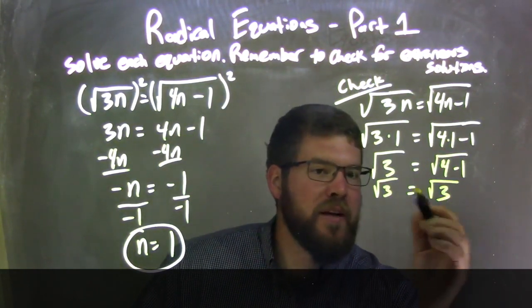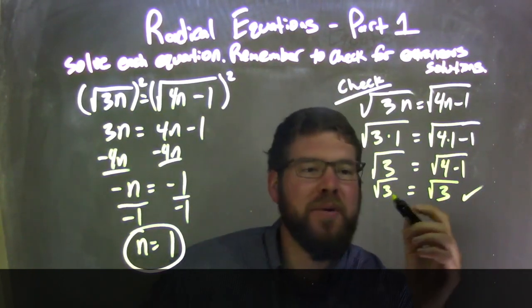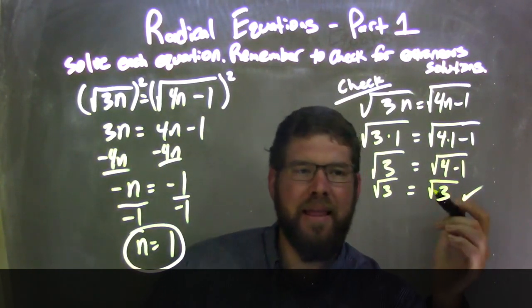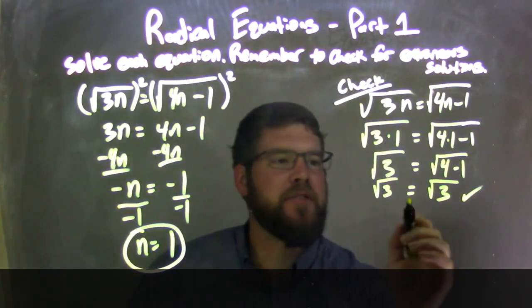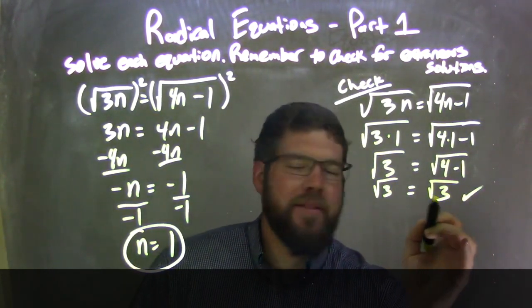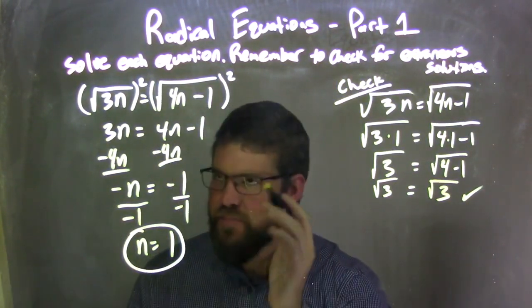They are equal, right? Square root of 3 is equal to square root of 3. That's a true statement. Left and right are equal. I don't need to write what the decimal is or anything like that. I see that they're exactly equal. I can consider that a good enough check for me. So they're both the same, confirming that n equals 1 is a true answer.